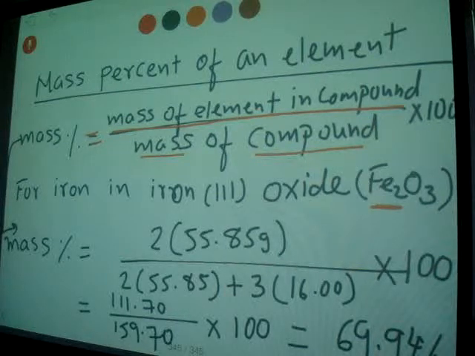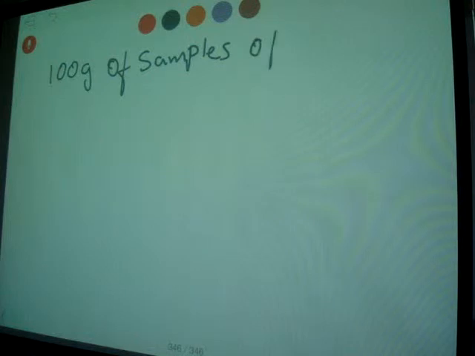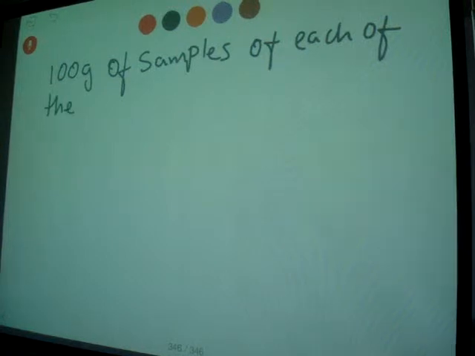Okay, sometimes many compounds are given, and let's say you have to rank them from least to highest of the mass percent of oxygen in that compound, so that way you can calculate it. Okay, I'm going to give you one more example on calculating mass percent. For example, let's say we have 100 grams of sample of each of the following.